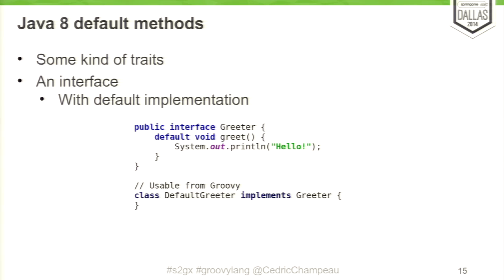So it's pretty cool. So you can declare an interface. So this is Java code. You can recognize it because there's a semicolon and the System.out. So this is Java code, and the Java code says, okay, the default implementation of the greet is say hello. But you can already use that in Groovy. That's pretty cool. If you do class DefaultGreeter implements Greeter, done. You have it. So it works.